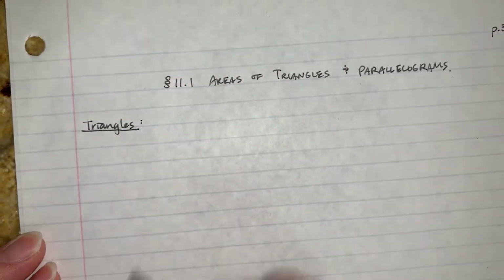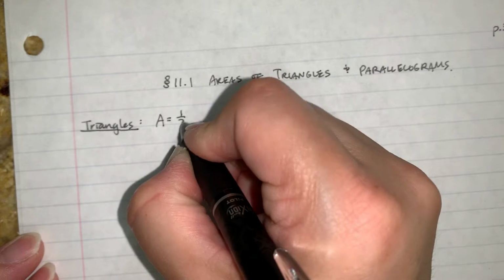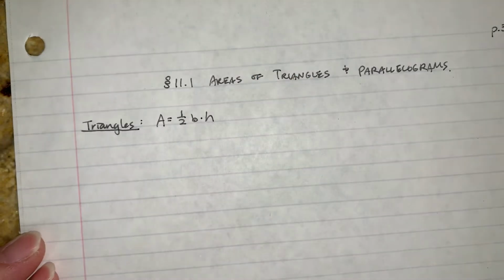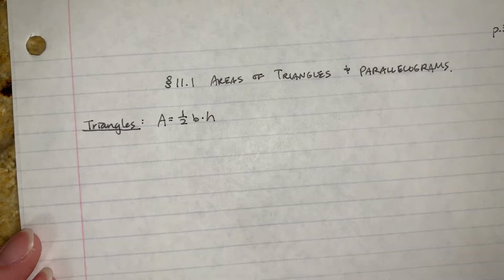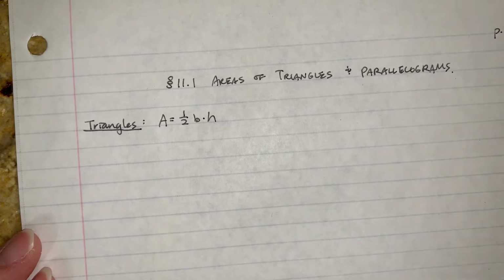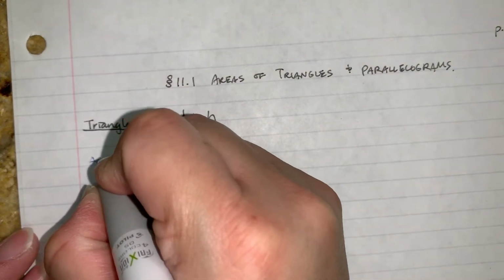Triangles have a very basic formula. Area equals 1/2 base times height. Now the key point is base and height must make 90-degree angles. So how is that different in different triangles? Well, let's see. The first type is an acute triangle.